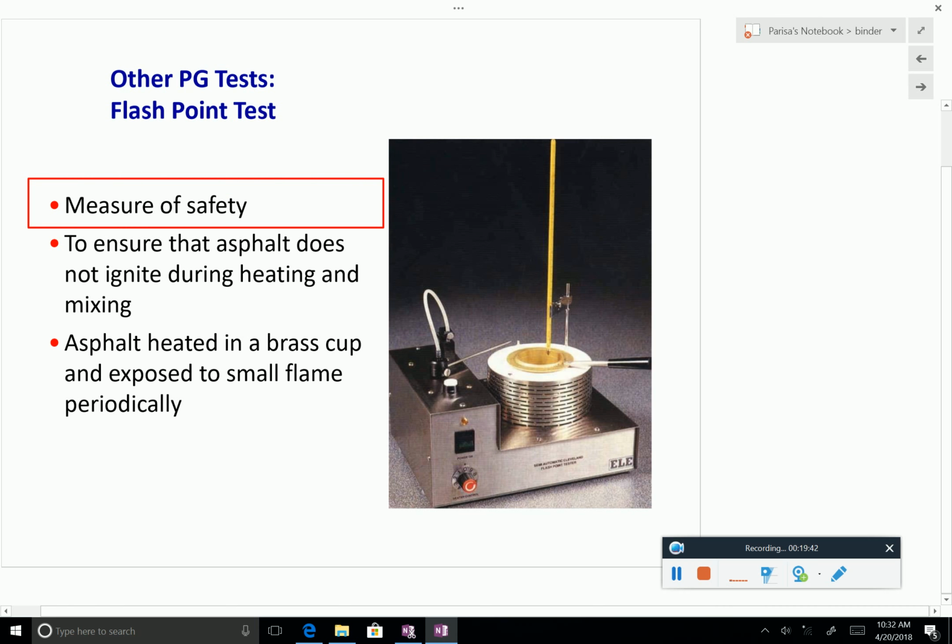And finally, the flash point test. This is pretty much for safety. You want to know at what temperature the material becomes flammable. So you basically increase the temperature and try to see when it starts to be flammable. Pretty much for safety, it's a very easy test to do actually, very easy. Any questions about any of that?